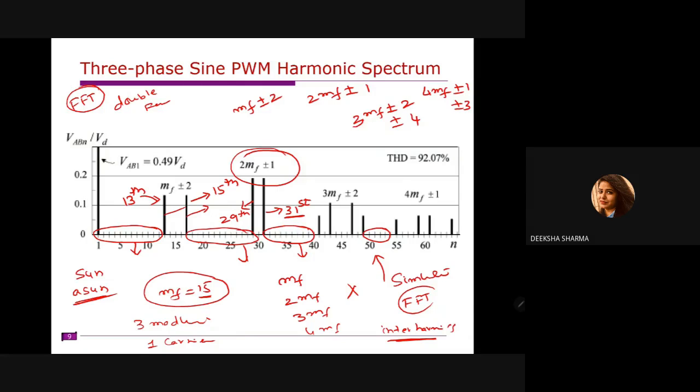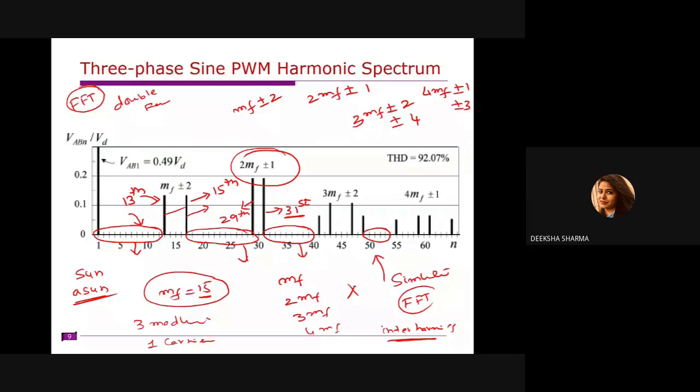Okay, so when it is synchronous, we get a clean waveform, as I showed earlier. That means harmonics appear at MF plus or minus 2, MF plus or minus 1, something like that. It follows some pattern. In case of asynchronous PWM, some small lower order harmonics or interharmonics will appear. Their magnitude is small, but still if you select MF properly, that can also be eliminated.